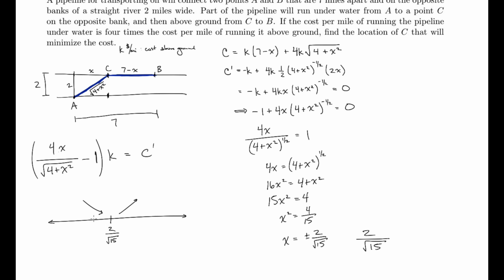So we do get a minimum there at 2 over root 15. And that tells us the location of C that will minimize the cost. It just needs to be 2 over root 15 miles downstream from A.